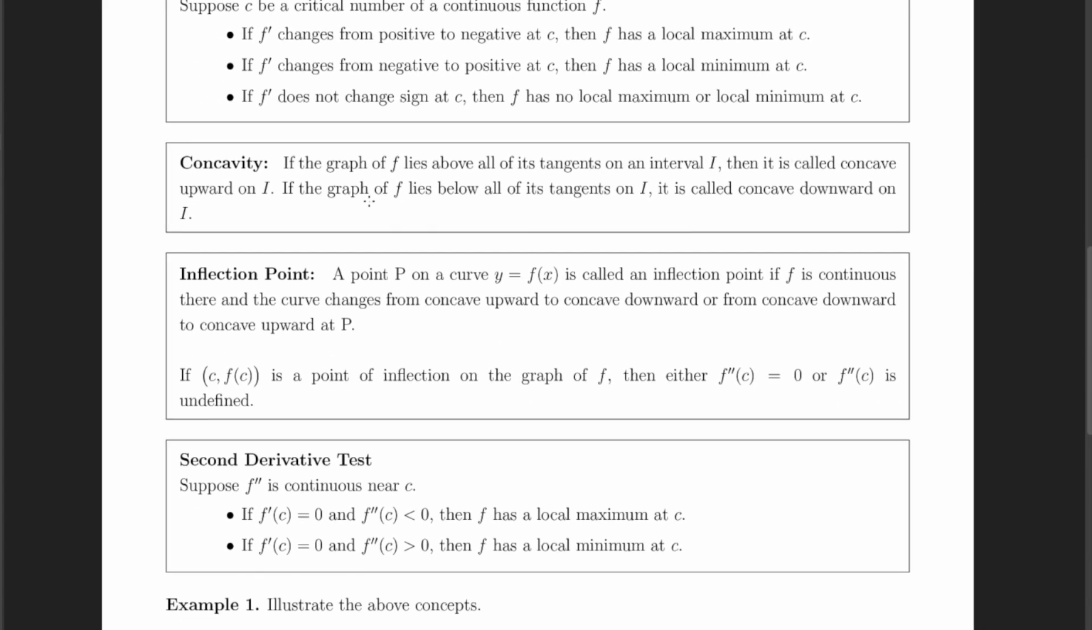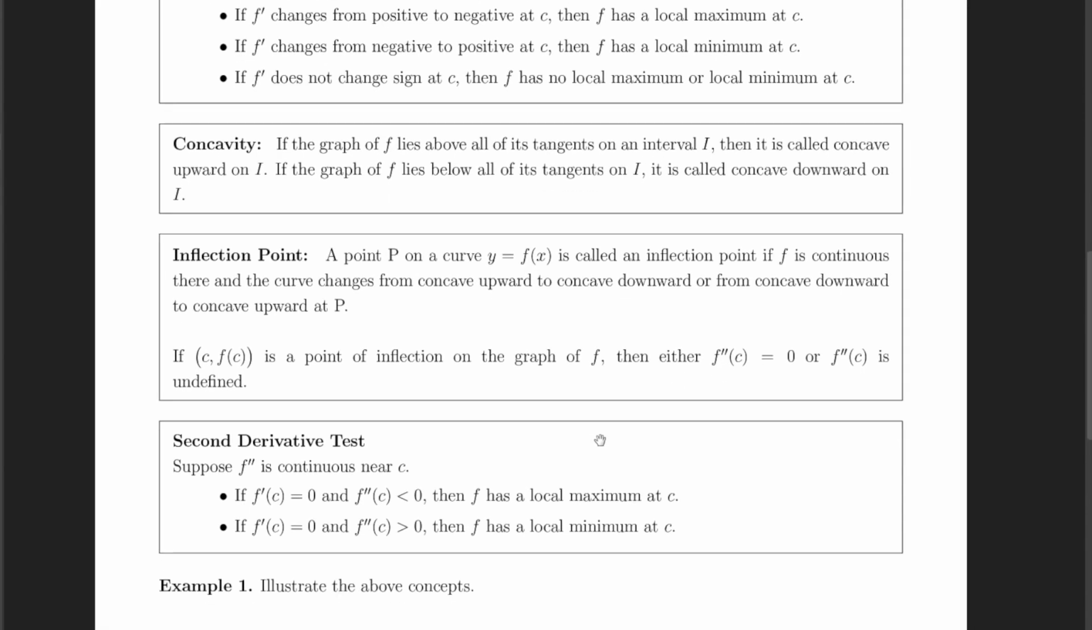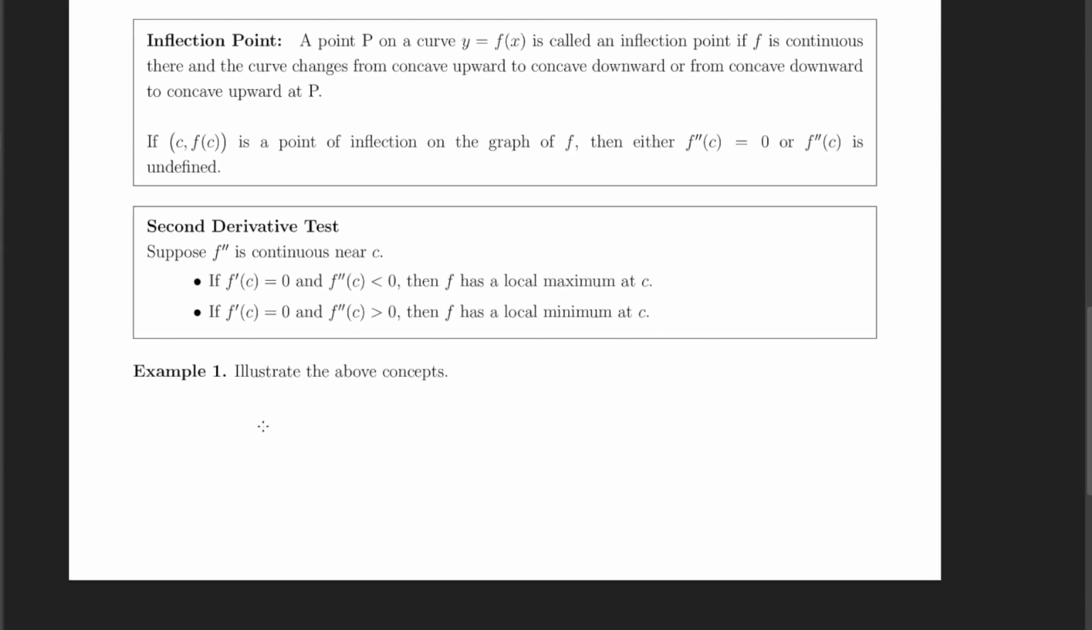We're going to talk about concavity. If the graph of f lies above the tangent lines, this is what we call concave upward, and if it always is below, we call that concave downward. Let me kind of illustrate that before we move on.